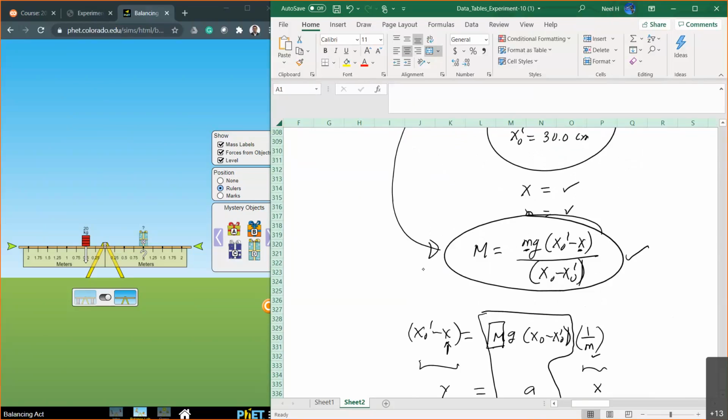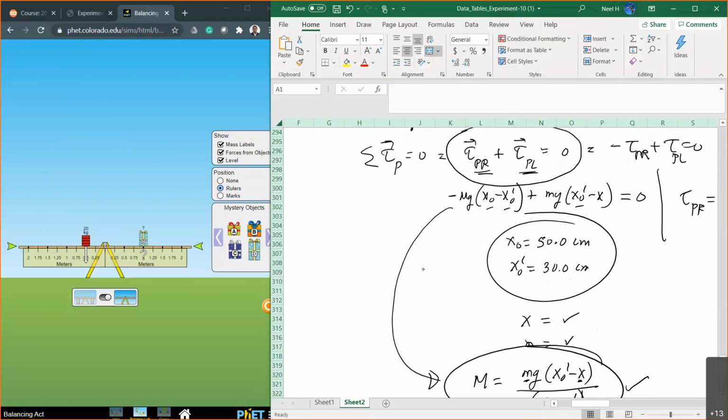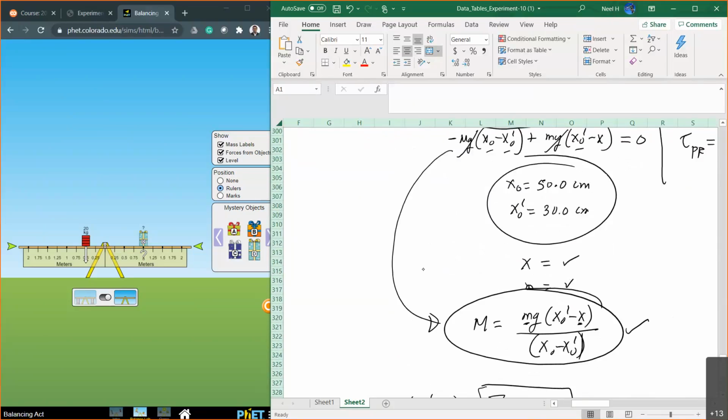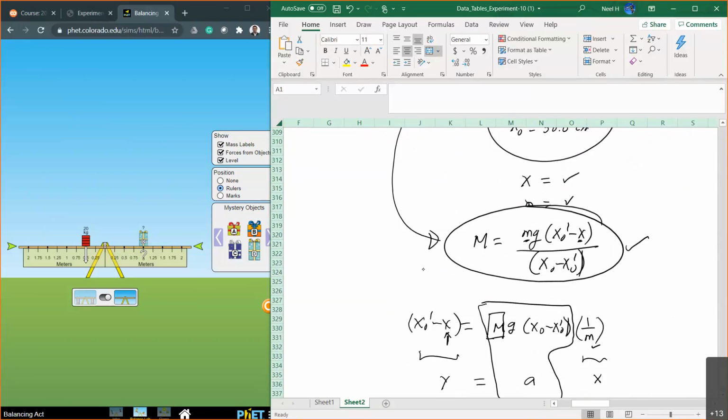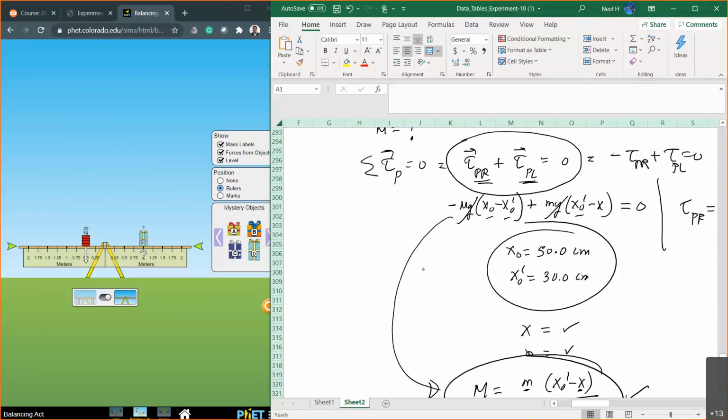Sorry, I made one mistake earlier. This g can cancel out, right? We don't need to have it in the formula, we can get rid of it. We can keep it, but what is the purpose of keeping something which can cancel out in the equation?